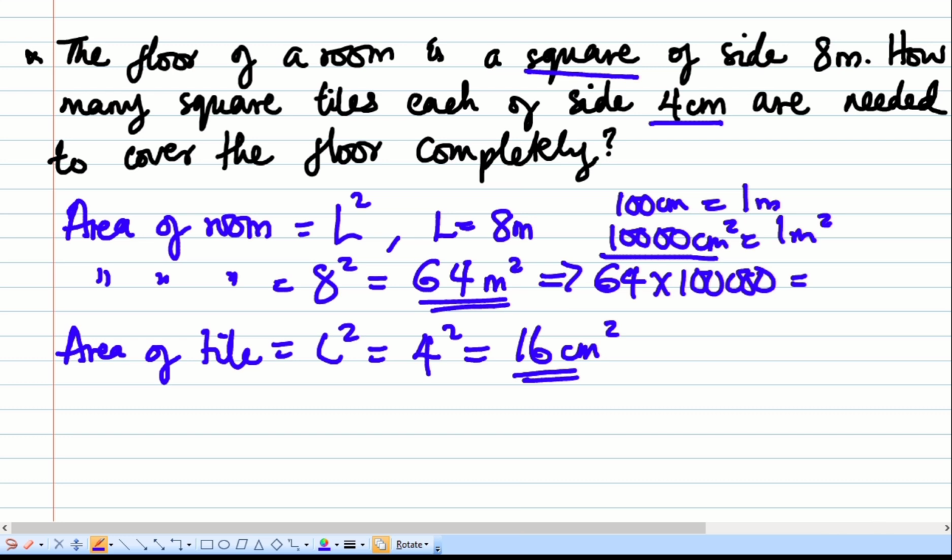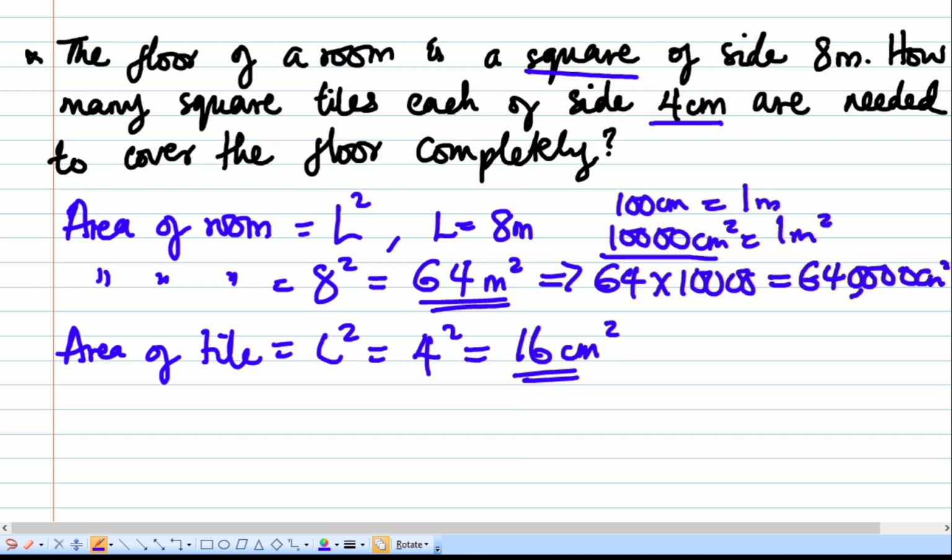So rather, I think I'm putting 100,000 there. So let me remove one of the zeros. So 64 times 10,000. So that would be what? 64,000, right? Or 640,000 rather, since you have 40. So you have 640,000 centimeters squared. So this is the area of this room in centimeters squared.